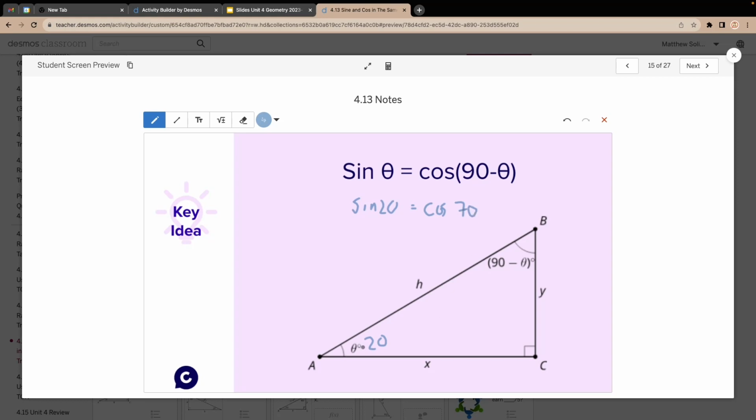Another way to figure that out, if this one's 20, we know that we already have 90 for this right triangle. So we have 90 degrees left. So let's take 90 minus 20, we get 70. So 90 minus theta is just finding this angle using the triangle sum theorem. That's all that's happening there. So sine of one angle is equal to cosine of the other angle.